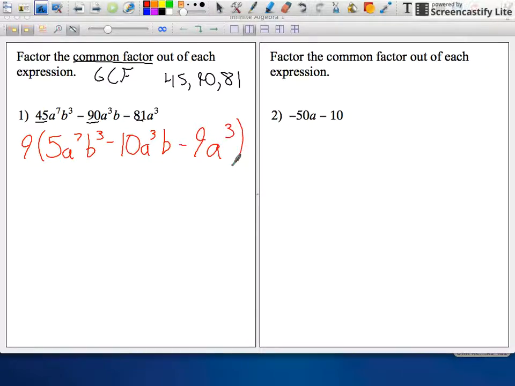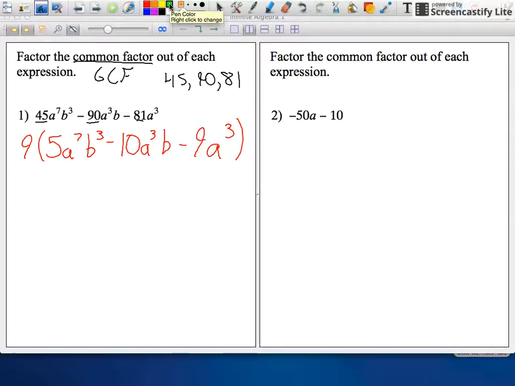So all I've done so far is divide out the 9. And that's great because now I look inside, I notice 5, a 10, and a 9. There's no number that goes into all of those, so I got the biggest number out. But my work's not done. The number's only part of it. Next, you have to consider the variables.